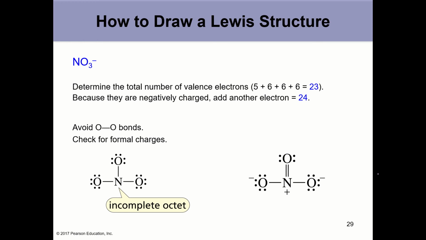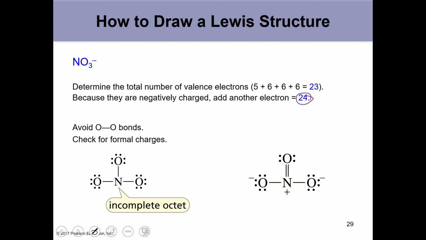So for nitrate, we have nitrogen with a valence of 5, 3 oxygens, each with a valence of 6, and a negative charge, which means we have to add 1 electron. So we have 5 plus 3 times 6 plus 1, which gives us 24 electrons.